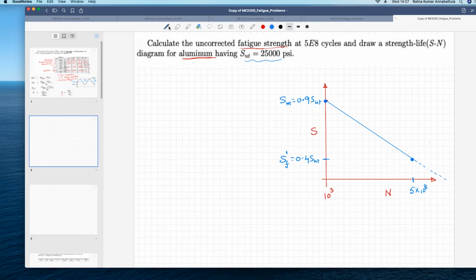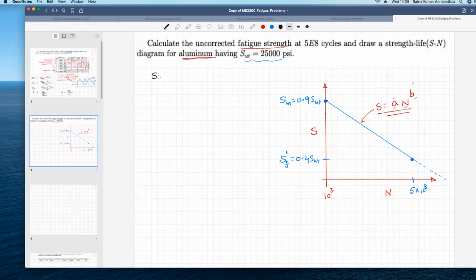Now, the equation of this line is given by S equal to A N power B, a power law expression. This seems to represent this data reasonably well for aluminum also. Here S is your fatigue strength and N is the number of cycles or life, and A and B are your material constants. In order to find these two material constants, you need 2 points on this curve, and fortunately we have those 2 points. What are those 2 points?